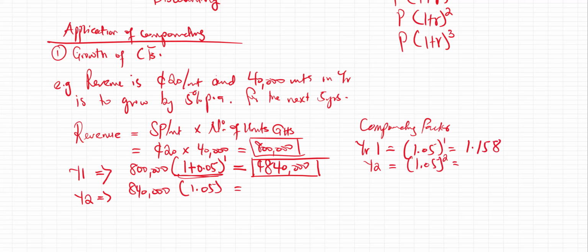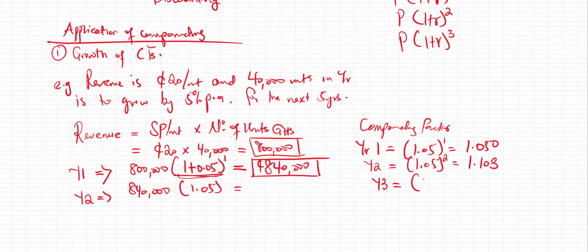1.103. We get 1.103. No, the first one was wrong. Supposed to be year 3. It will still be 1.105. Yes, 1.105.